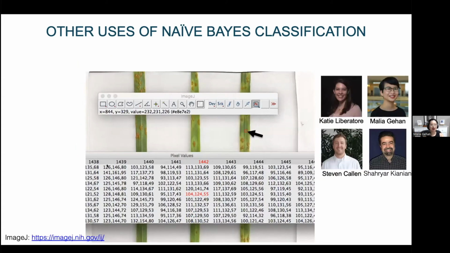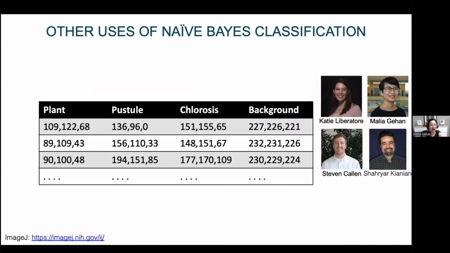And so again, with PlantCV, the training for this machine learning module is very fast. You can do it in about an hour or less, depending on how many categories you have. And so in this case, we had these 4 categories: plant, background, those pustules, and then the chlorosis. So by plant, we mean healthy plant tissue, so that green.